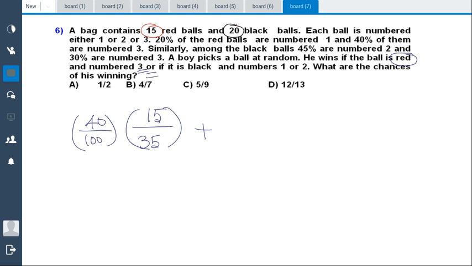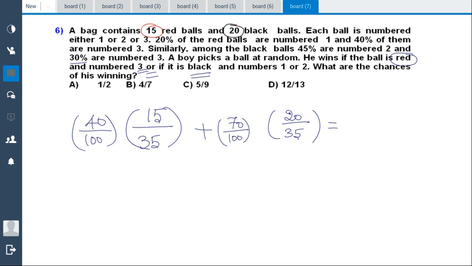Here, OR means plus in probability. Now black: what is the probability of getting black? Black is 20 by 35. But in this black, I want 1 or 2. Among the black balls, 40% are number 2 and 30% are number 3. So I don't want 3; it can be 1 or 2. Except 3, which is 30%, the remaining is 70%. So 70% of the black balls are either 1 or 2. So this is the answer. Simplify and get the value.